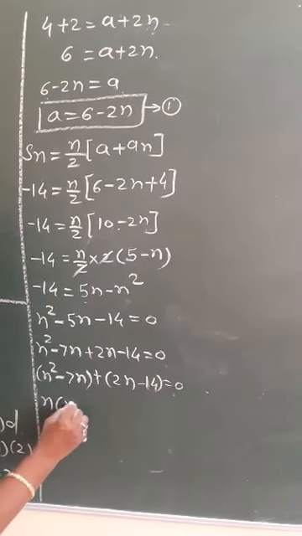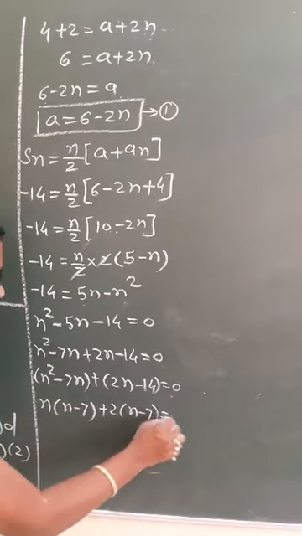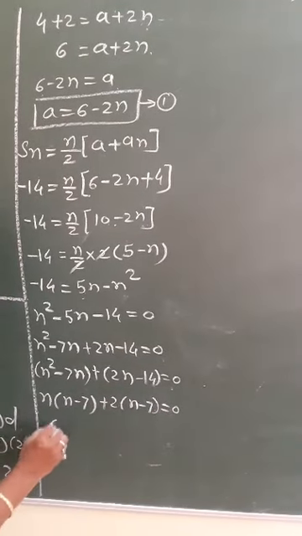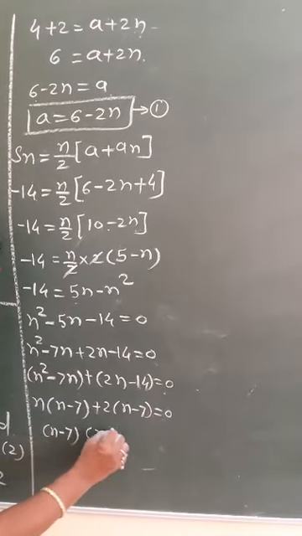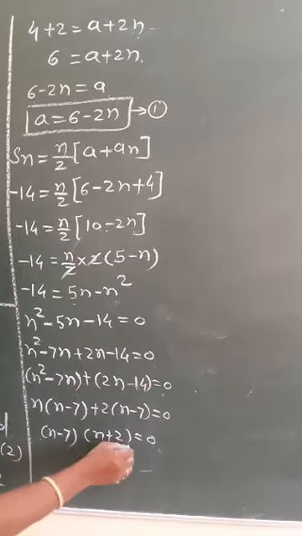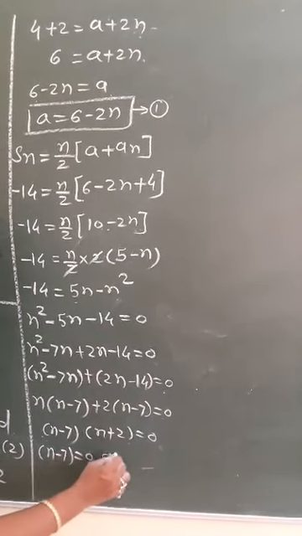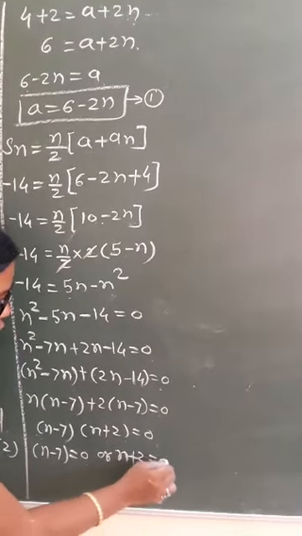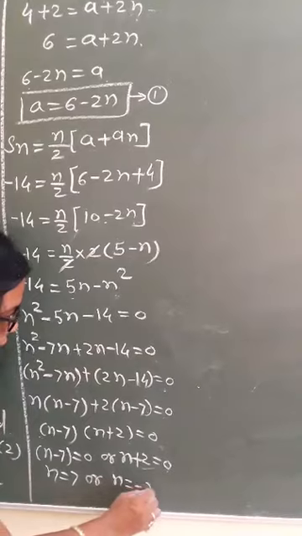n is common, n minus 7. Here is a 2 common, n minus 7, which is equal to 0. What are you finding here? n minus 7 in first bracket, and in second bracket n plus 2, which is equal to 0. We are equating, these are the two factors of this quadratic polynomial. n minus 7 is equal to 0 or n plus 2 is equal to 0. So n is equal to 7 or n is equal to minus 2.